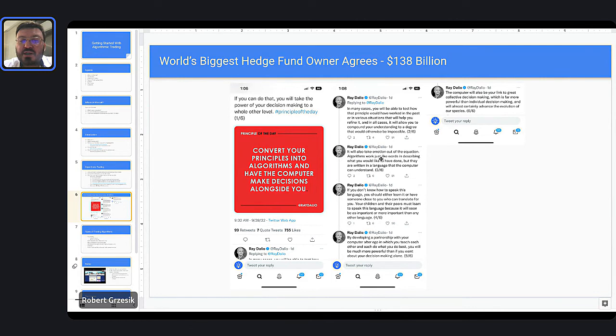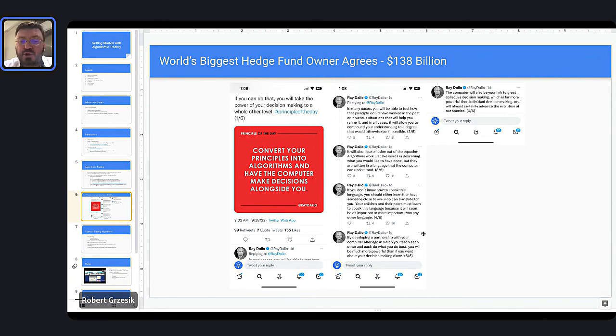Algorithms work just like words describing what you would like to have done, but they are written in a language that the computer can understand. If you don't know how to speak this language, you should either learn it or have someone close to you who can translate it for you. Your children and their peers must learn to speak the language, because it will soon be as important or more important than any other language. Something I very much agree with him about as well.